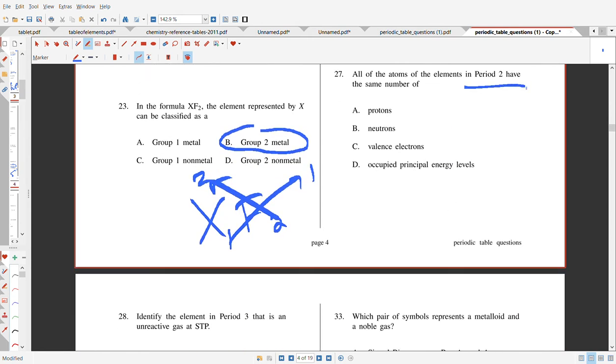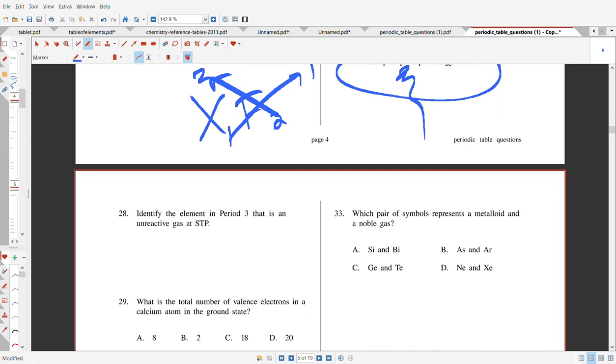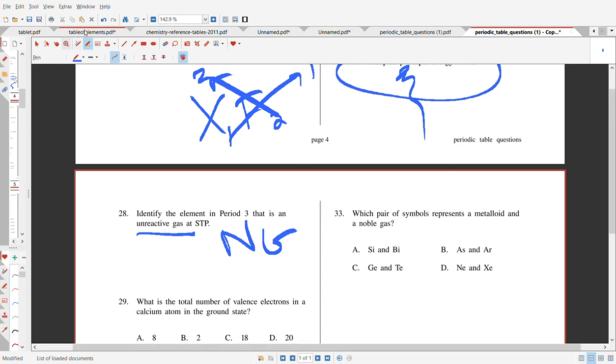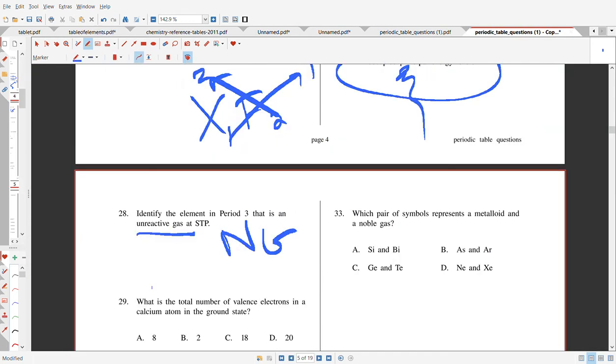If you're in the same period, you fill in the same principal energy levels. I think P for period, P for principal energy levels. Which element in period 3 is unreactive? It has to be a noble gas in period 3, so you have to make sure you pick the right one. So here's period 3. The noble gas is Ar, which is argon.